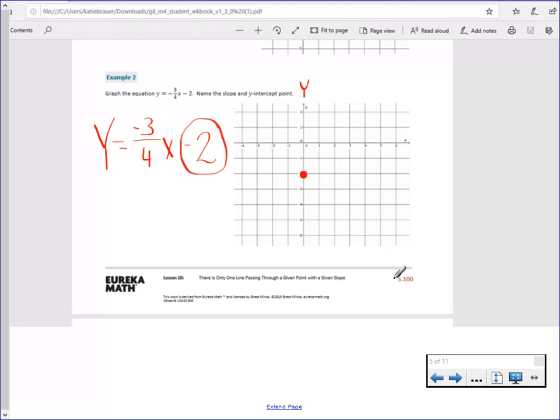So everybody needs to go on their y-axis. It is actually labeled y, so you can see there's a little y there. That's how you know which one's the y-axis. You're going to go to -2. You're going to make a point.